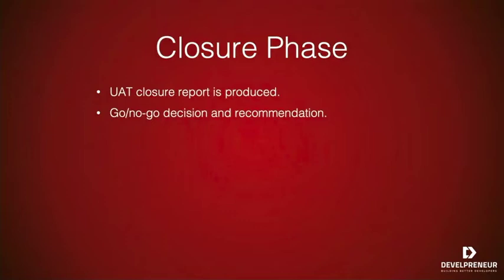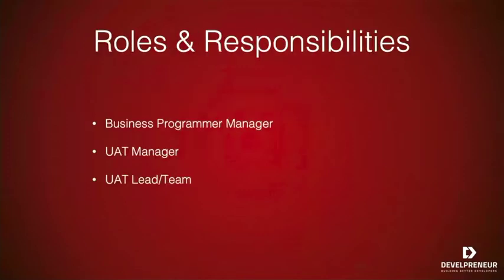Finally, the closure phase, where the UAT closure report is produced. This basically identifies any additional defects, any problems that were found, and problems that were fixed. It also covers the go, no-go decision and recommendations on whether the software is ready to go out the door or not.